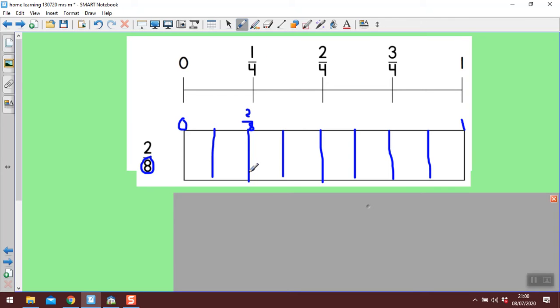Can you see any other equivalent fractions comparing the number line with the bar model? What is 2/4 equivalent to? So it's 1/8, 2/8, 3/8, 4/8. What's 3/4 equivalent to? 6/8, isn't it?